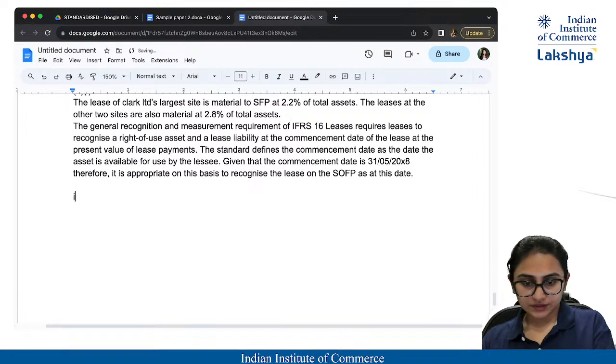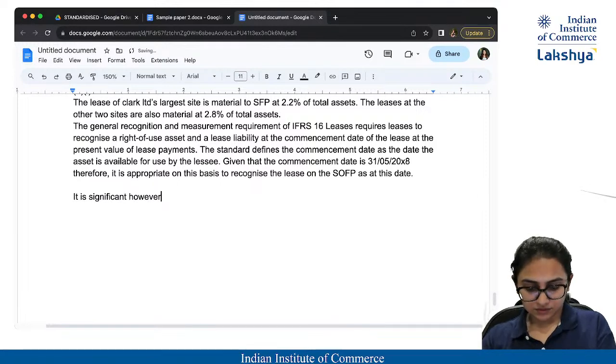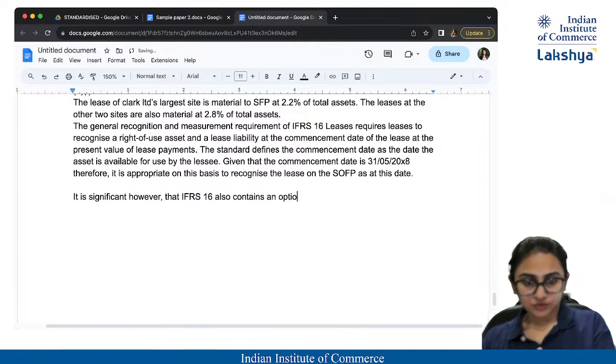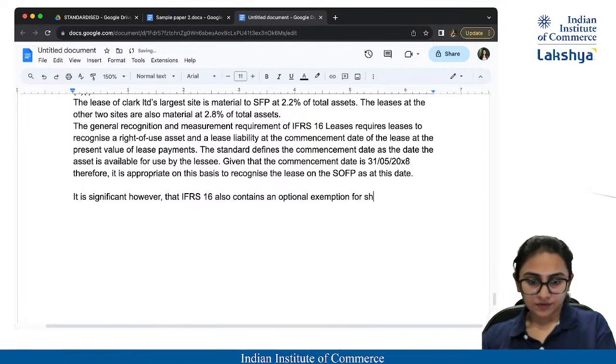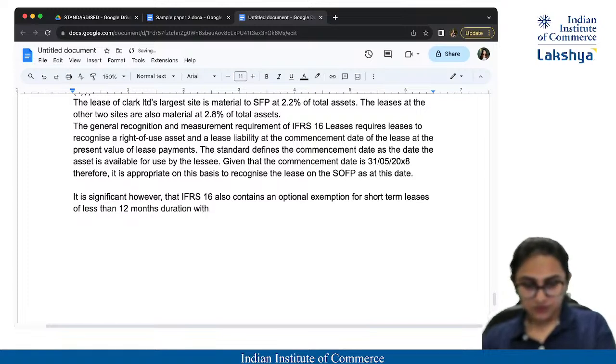Then it is significant, however, that IFRS 16 also contains an optional exemption for short-term leases of less than 12 months duration with no purchase option.